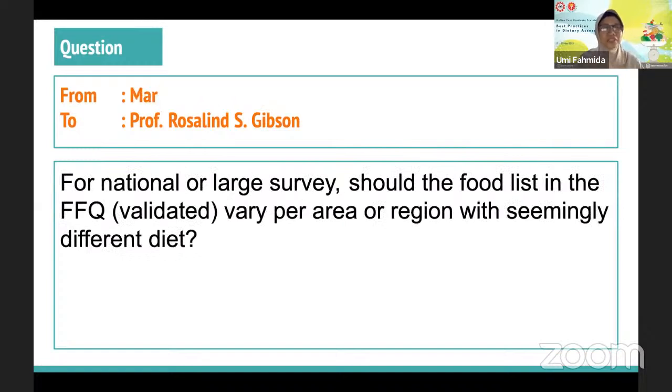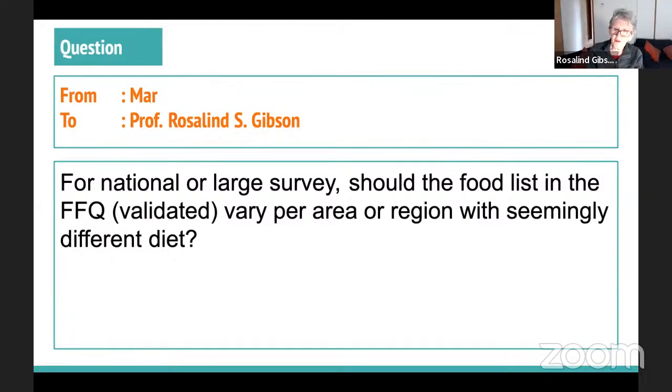Okay, we have a question from Mar asking for national or large survey. Should the food list in the FFQ, the validated one, vary per area or region with seemingly different diets? So this is like a case also like Indonesia. We don't have the same food pattern from the westernmost to the easternmost. So what do you suggest?